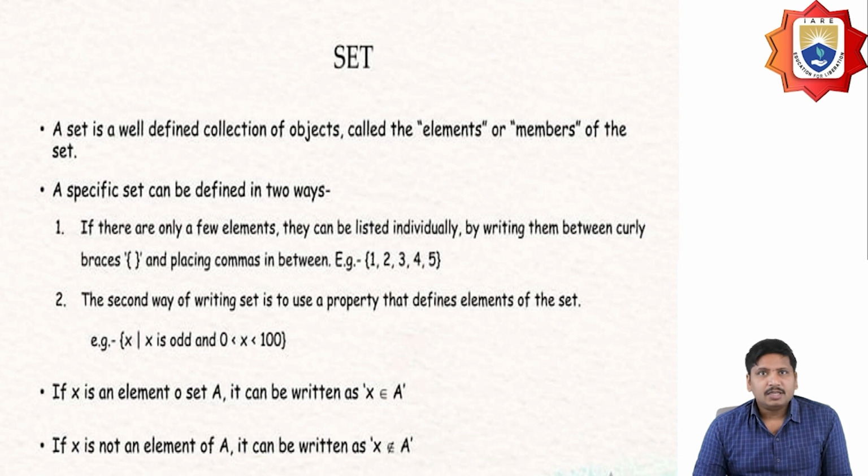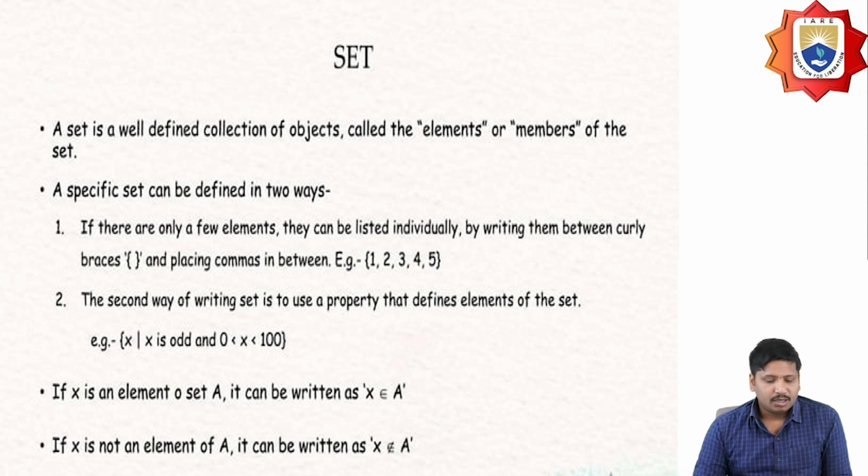A specified set can be defined in two ways. If there are only a few elements, they can be listed individually by writing them between curly braces and placing commas between them. The second way of writing the set is to use a property that defines the elements of the set.